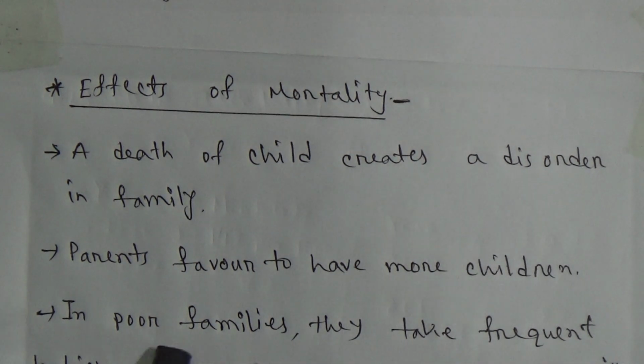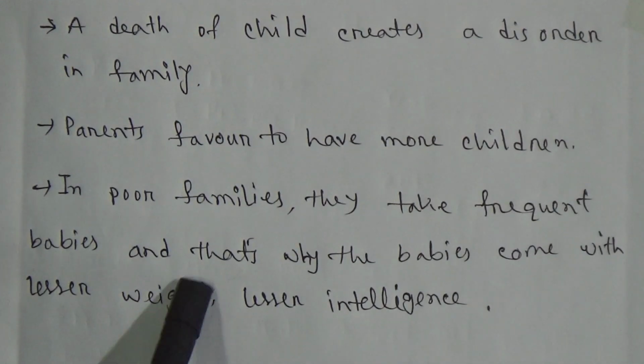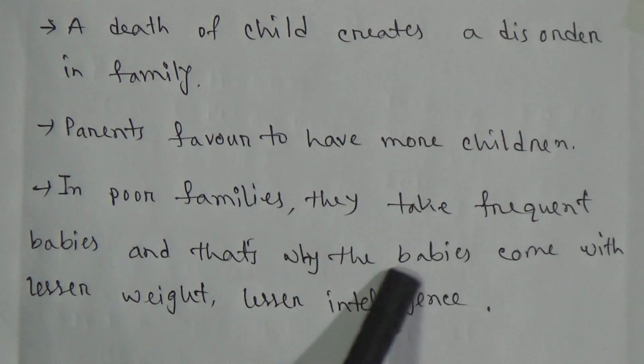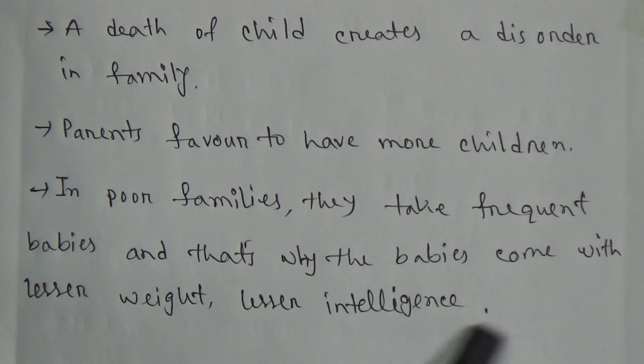And in poor families they have frequent babies, and that's why the babies come with lesser weight and lesser intelligence. In poor families they are very much confused whether their baby will survive or not. So they are getting lots of babies, and the babies are not getting proper nutritious food and proper nutritious facilities. That's why they come with lesser weight and lesser intelligence.